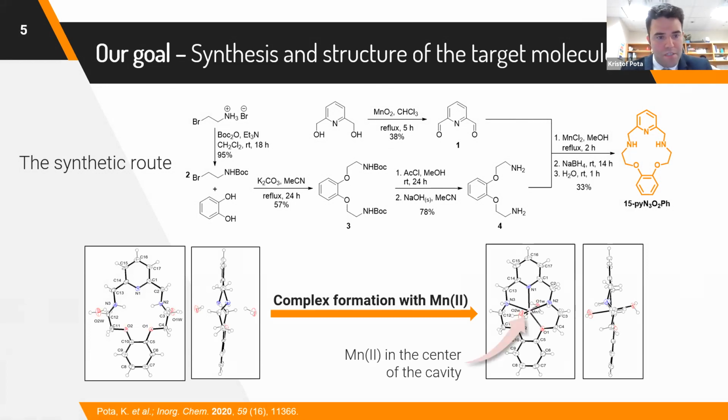On the left, you can see the solid state structure, the crystal structure of the ligand itself. On the right side, you can see the structure of the manganese complex with the manganese ion in the center of the cavity with two water molecules coordinated to the metal center.